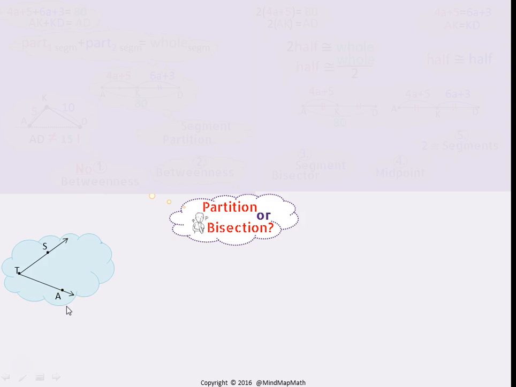I can refer to an angle using more than one correct name. I can say that this is angle STA, or that this is angle ATS. I even can name this angle by using just the vertex: angle T. The way we denote angles in geometry is by using curves.